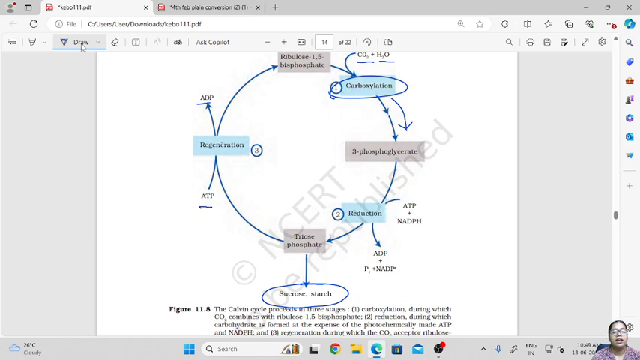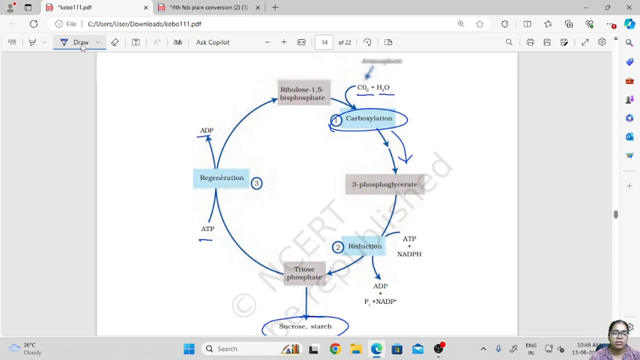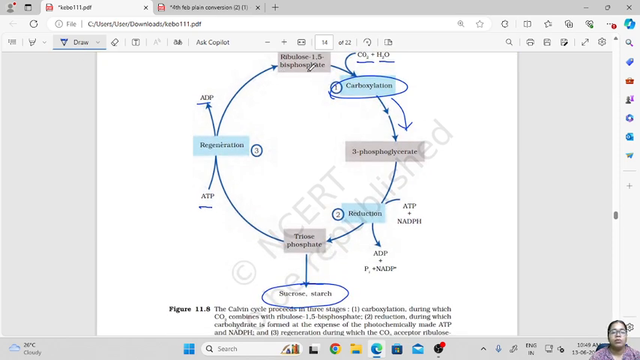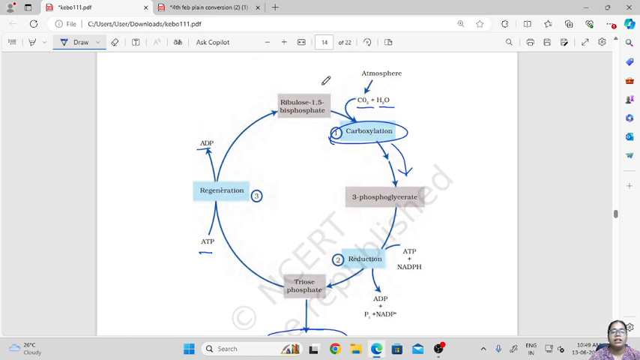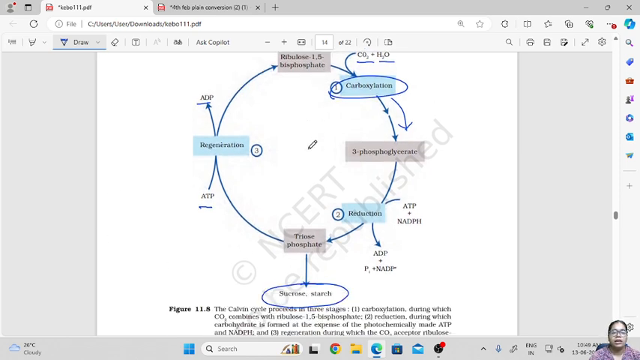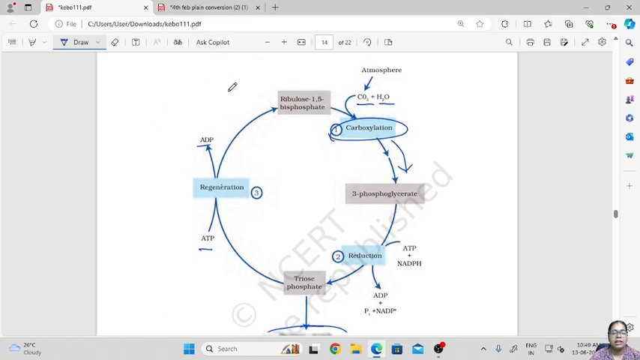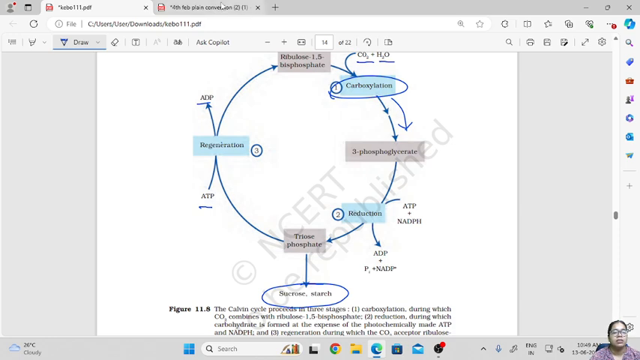Then after regeneration what is formed is ribulose 1,5 bisphosphate. Then this cycle continues, and again it will undergo carboxylation, reduction and regeneration. So this is how the Calvin cycle takes place in plants.